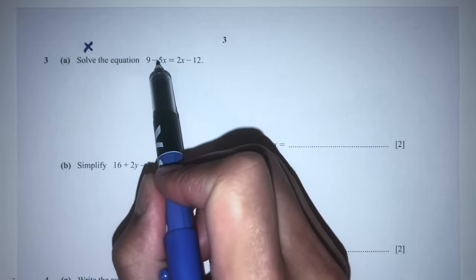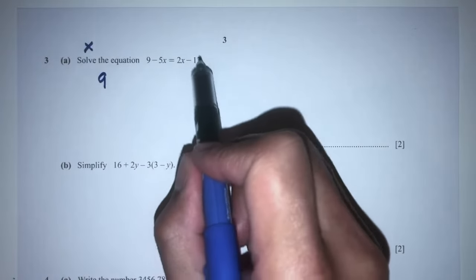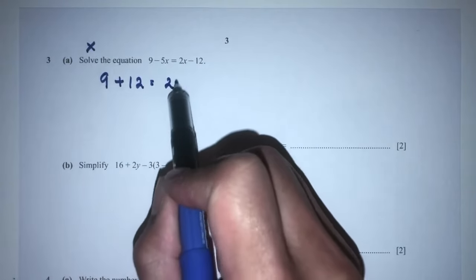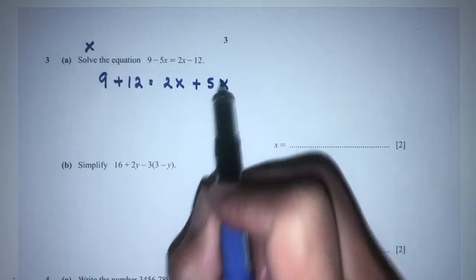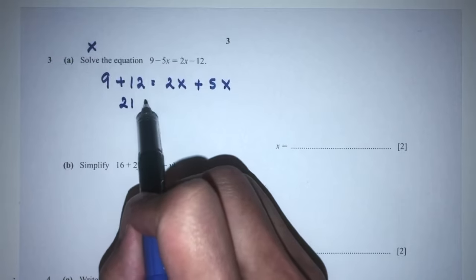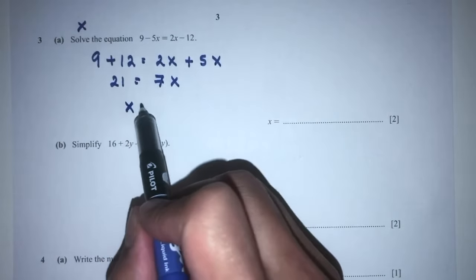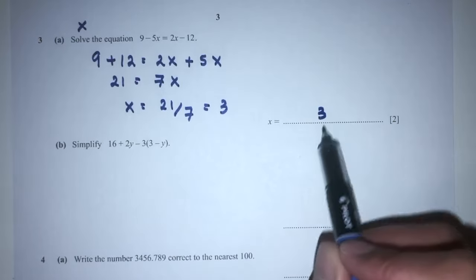So let me send all the x to this side and all the numbers to the other side. So we have 9 here. Here we have minus 12. Send this to this side, we become plus 12. Here we have 2x. Here we have minus. Send this here, we become plus 5x. That will be 21 equal to 7x. Now x will be what? 21 divided by 7. That should be 3. The answer is 3.